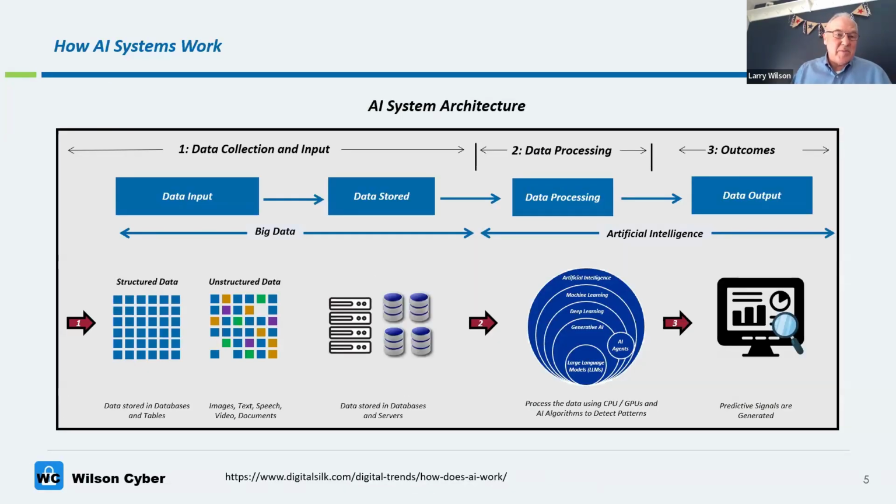So we want to talk about how the systems work, looking at the architecture and the workflow, starting with the architecture. We start with data. We have structured and unstructured data. That data is stored in databases and on servers. It is then processed by the models, the AI models, those circles that you see, which include artificial intelligence, machine learning, deep learning, generative AI, which feed large language models, and generative AI, which also feed AI agents. We'll talk about both. And then ultimately, predicted signals are generated based on the data output. And again, we iterate that until we reach the desired model for the particular problem that we're trying to solve.